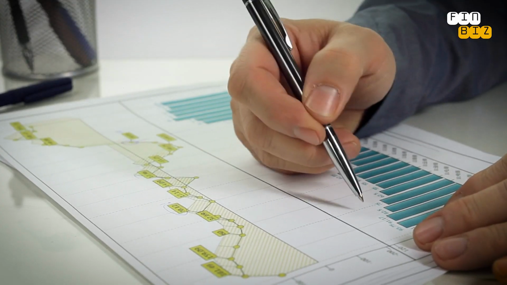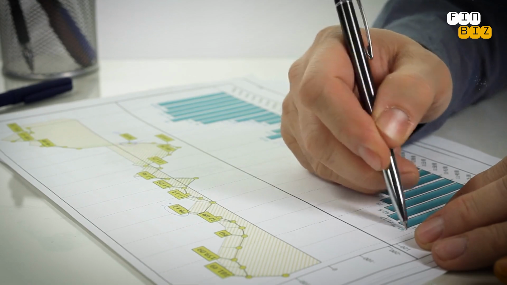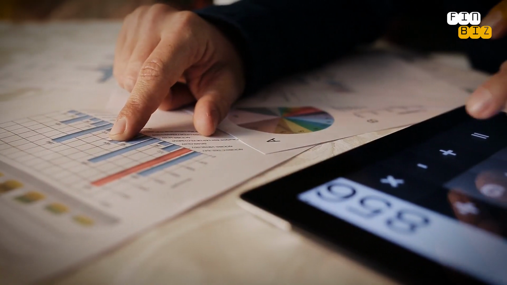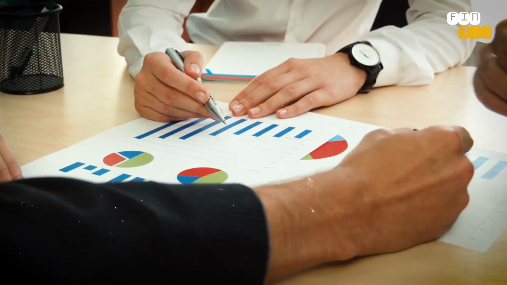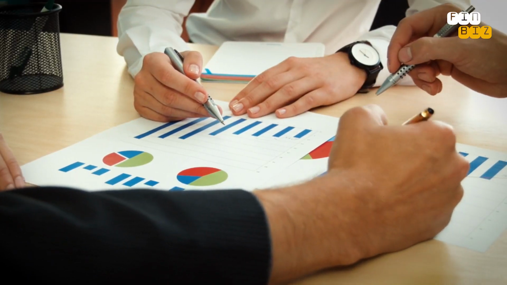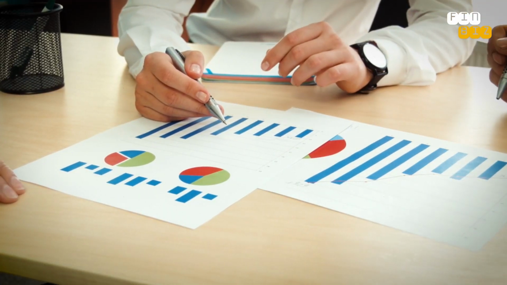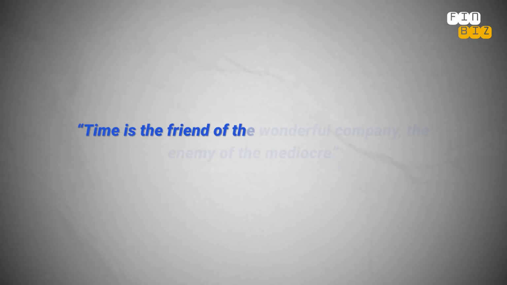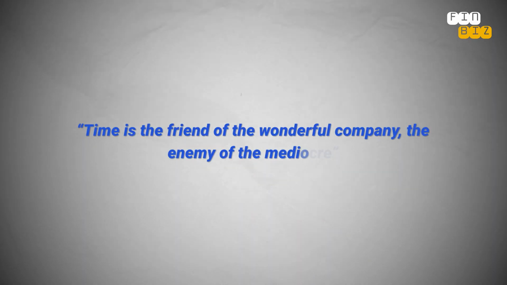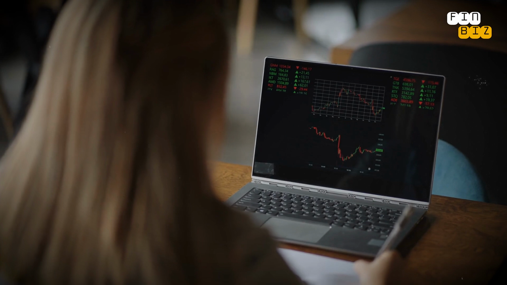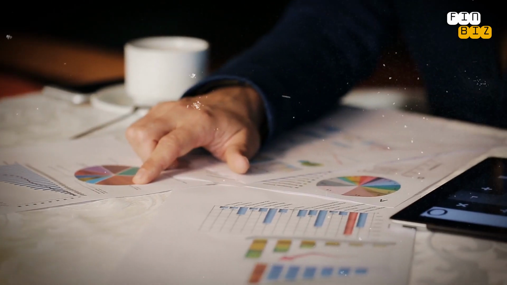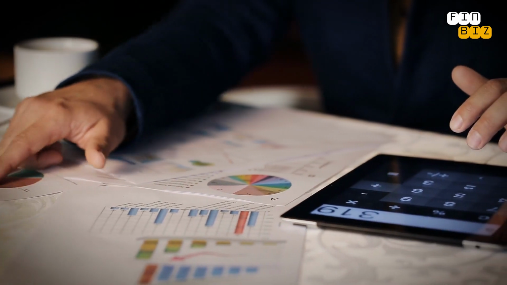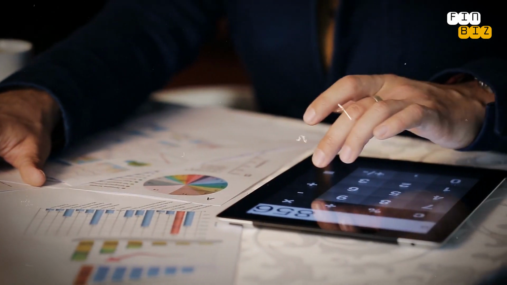The reason? Compounding. You see, compounding doesn't just earn returns on your initial investment. It earns returns on the returns your money has already generated. Over time, this snowball effect creates exponential growth. Buffett often reminds us, time is the friend of the wonderful company, the enemy of the mediocre. This means that when you invest in strong, well-established companies, time works in your favor. The longer you hold your investments, the more they grow.